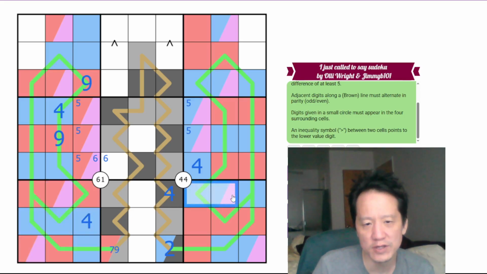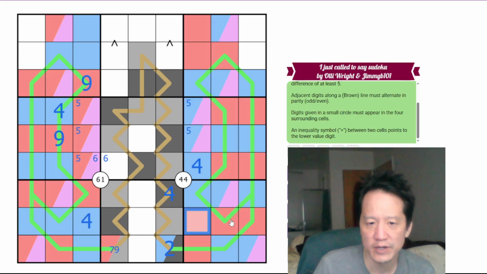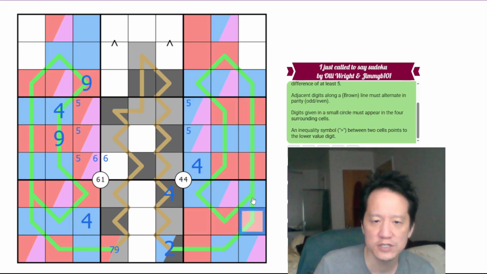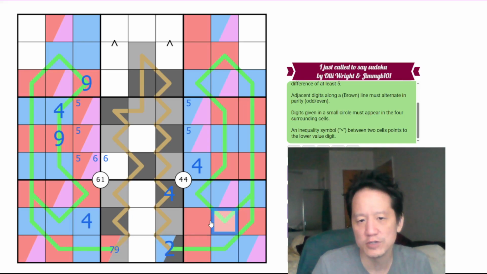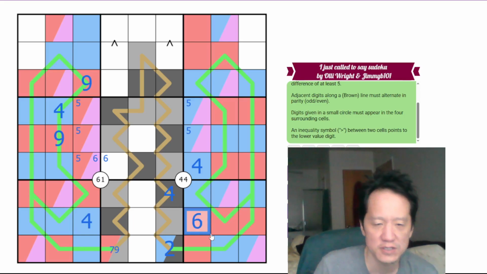So similarly, I'm guessing this is a 6 too, right? This is next to 2 unique digits, this is next to 2 unique digits, and this is next to 2 unique digits on a German whisper line. So none of them can be 6, but this must be 6 then.